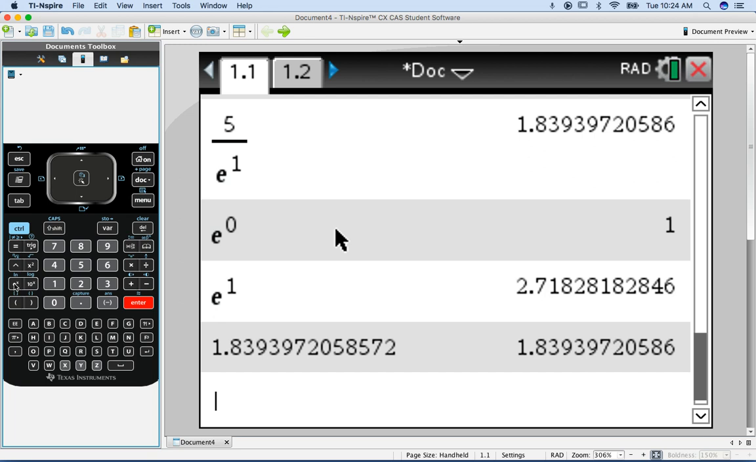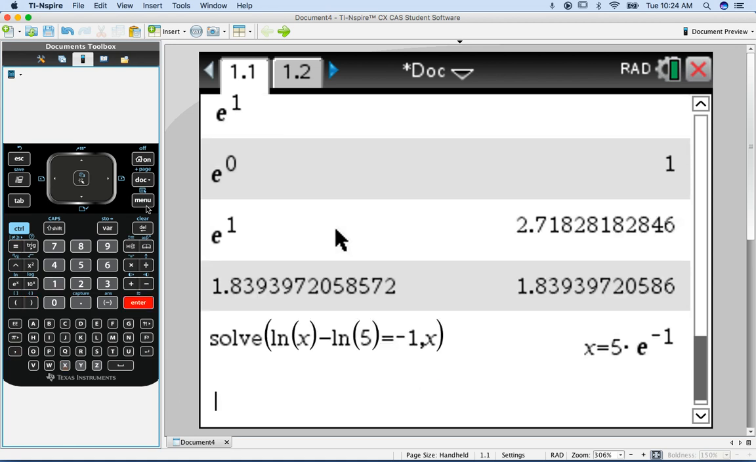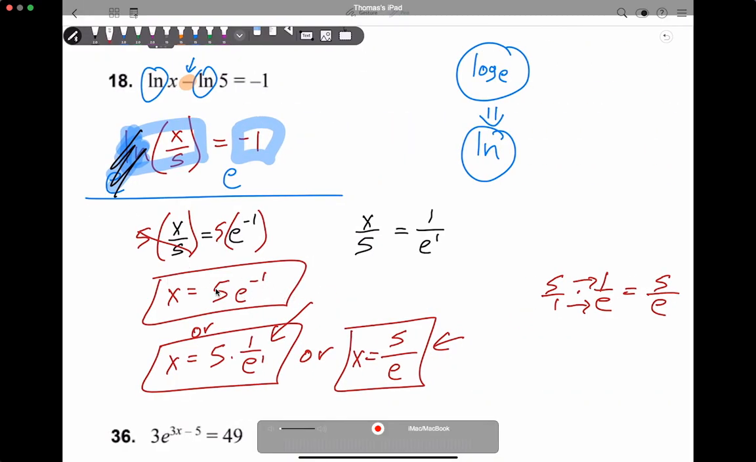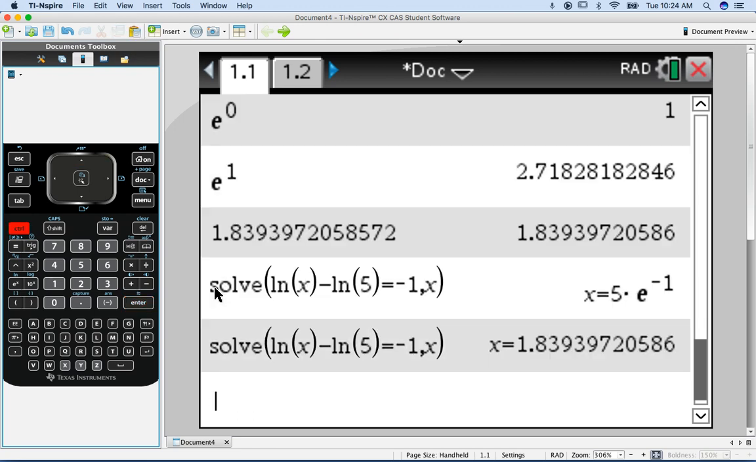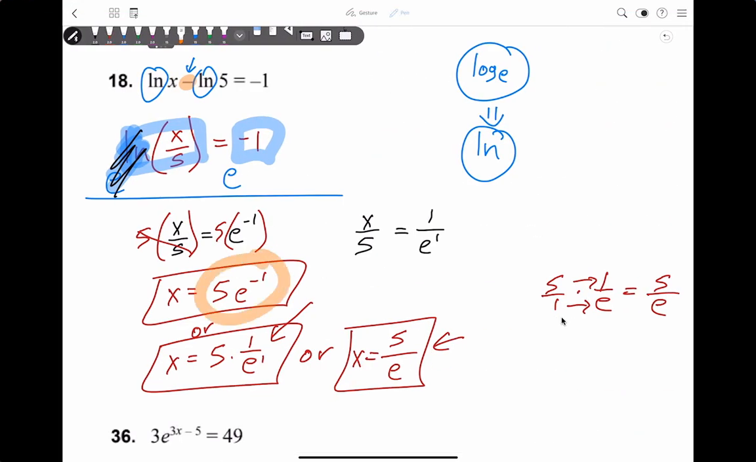And I can solve it using the solve feature just to check my work. So menu 3.1, we're going to solve my original function, natural log of x minus the natural log of 5 is equal to -1, and we're going to solve for x. And notice that we get this, 5 times e to the -1. This is what we got over here. Now, if I did the same but pressed Control Enter, I get that decimal equivalent. So sure enough, any of these forms that I wrote are going to be the correct answer. What I'll say is this one right here would probably be the one that's frowned on because it has a negative power.